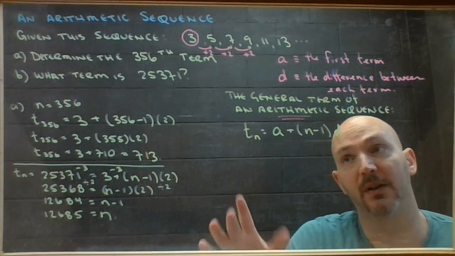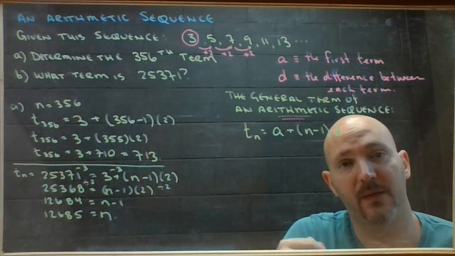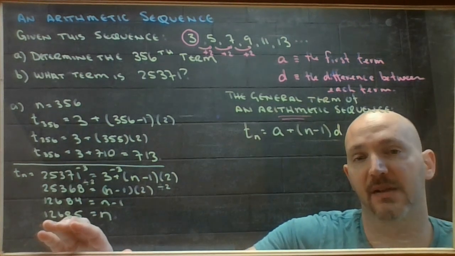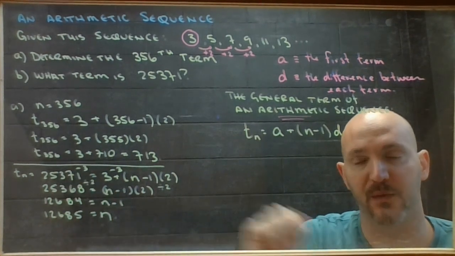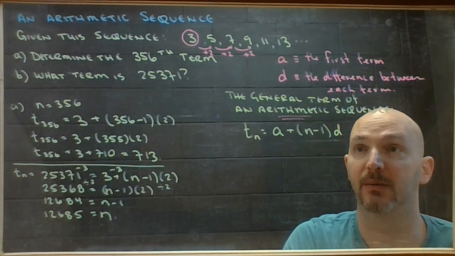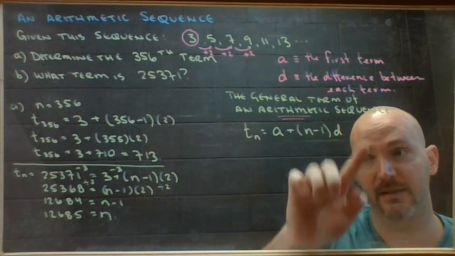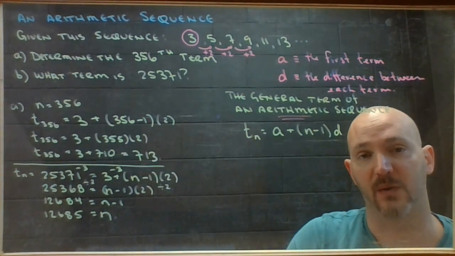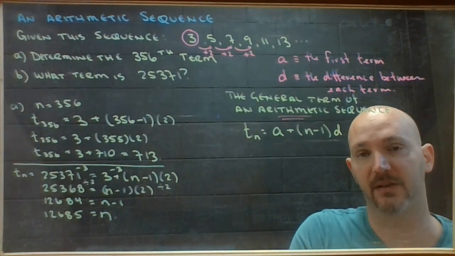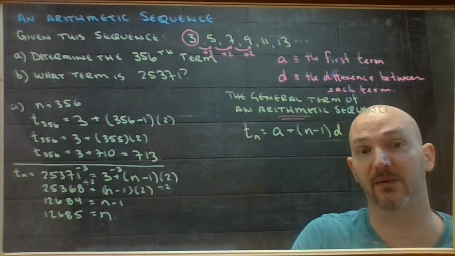So if you started at 3 and wrote out all of the odd numbers, you would have had to have written 12,685 numbers before you finally reached 25,371 in that sequence. So now that we've got this, you can use it to answer all sorts of questions about sequence and series. So I'm going to clean this off and get a new sequence, and we'll try a different type of question.